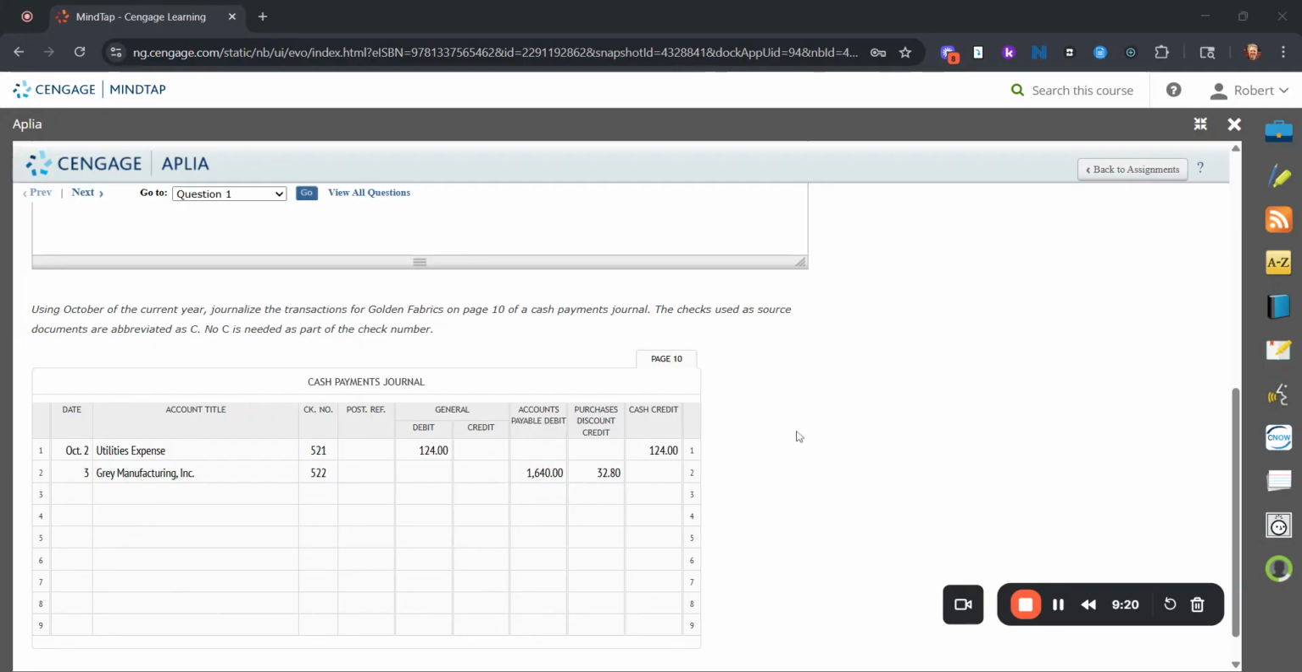So then the total cash that's going to be coming out of the account because of the check that was written: the check was only going to be written for 1640 minus 32.80, the discount that's given, which is 1607.20. So a cash credit, 1607.20. So the cash account's going to decrease by 1607.20.